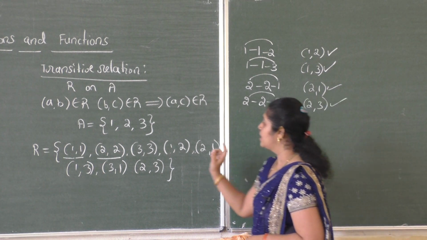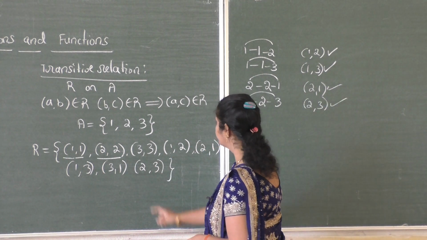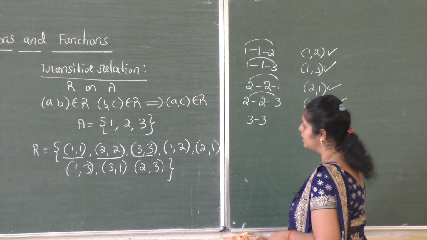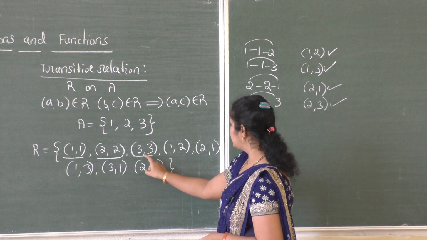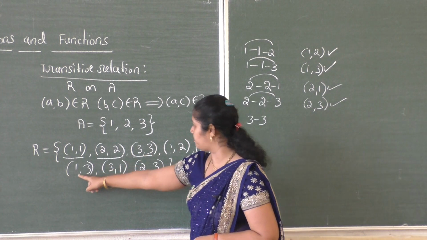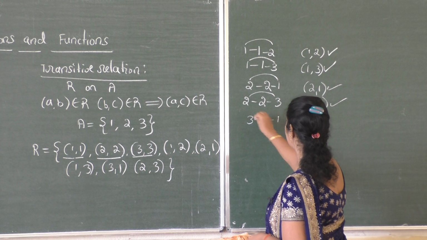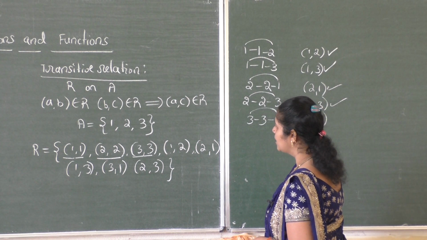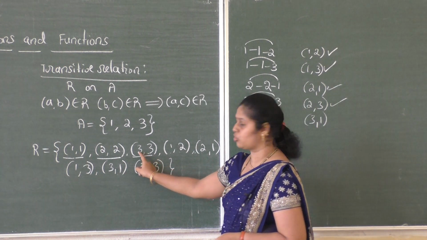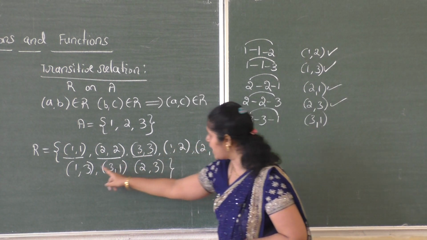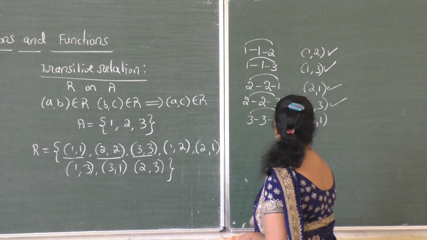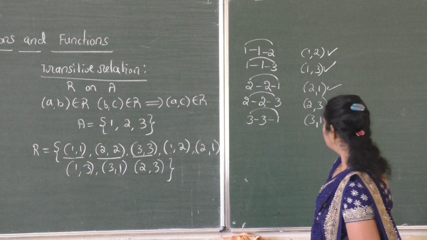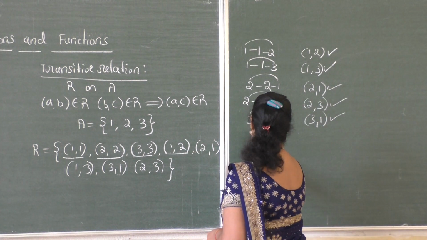Now we have to search for (3,3). I am taking (3,3), 3 goes to 3. Then for (3,3) we have to select the ordered pair (3,1), 3 goes to 1. Only one ordered pair I am getting, (3,3) and (3,1). So (3,1) is there in the relation R. Now I can select (1,2).